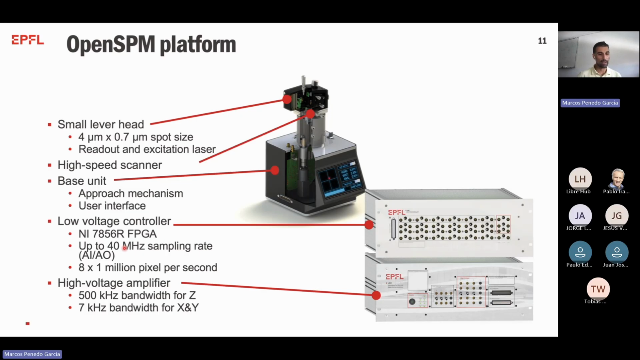And finally, we have the high voltage amplifier, which has to have a high enough bandwidth to be able to move in XY quickly. So the bandwidth here is 7 kilohertz in XY. It means you can do up to 2000, 3000 lines per second, and 500 kilohertz in Z gives you the ability to really go fast on the topography feedback.